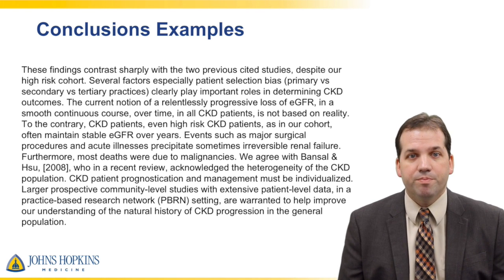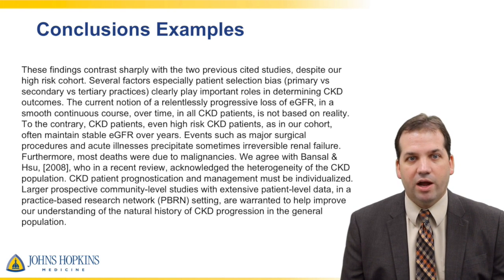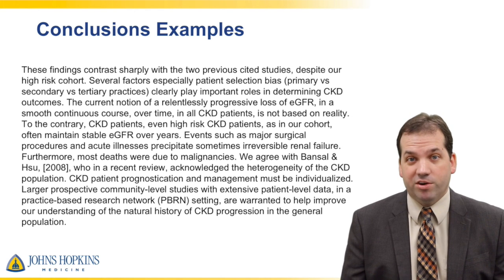The next example I'll show, I won't read all of this. These findings contrast sharply with 2 previous cited studies despite our high-risk cohort. Several factors, especially patient selection bias, primary versus secondary versus tertiary practices, clearly play important roles in determining CKD outcomes. The current notion of relentlessly progressive loss of GFR and a smooth continuous course over time in all CKD patients is not based on reality. To the contrary, et cetera, et cetera, et cetera. You can read at your own leisure. And what they conclude with is large prospective community level studies are warranted to help improve our understanding of the natural history of CKD progression in the general population. I even have a hard time saying this entire abstract.